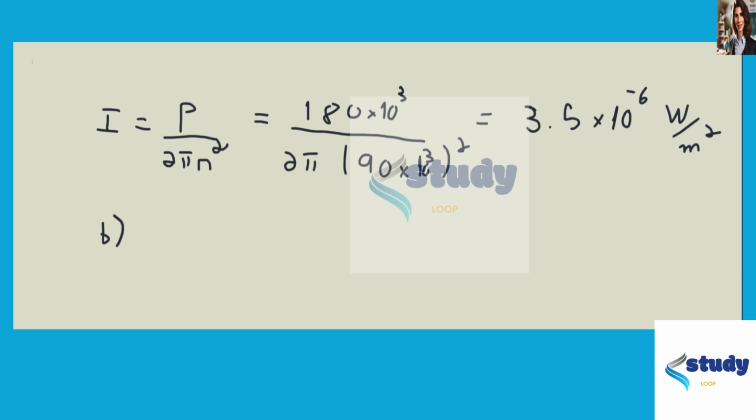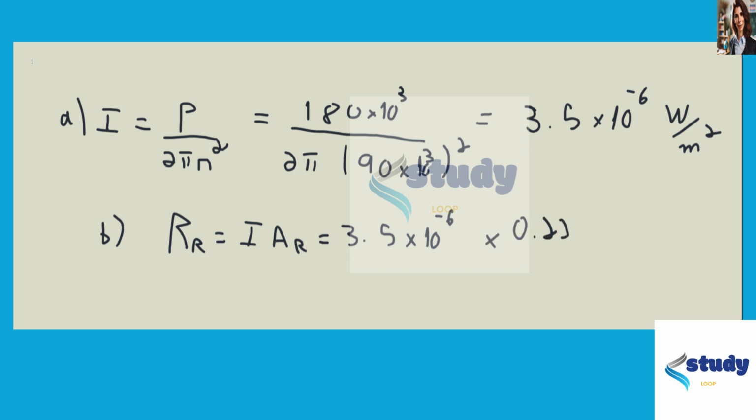They want to know for part B what is the power of the aircraft reflection, and we have to assume that the beam is reflected uniformly over a hemisphere back to the radar side. So the power of the reflection is the intensity times the area of the reflection. So this is 3.5 times 10 to the minus 6 times the area that we saw, 0.22 meters squared. So this gives us 7.8 times 10 to the minus 7 watts.